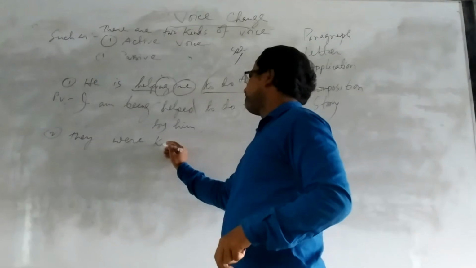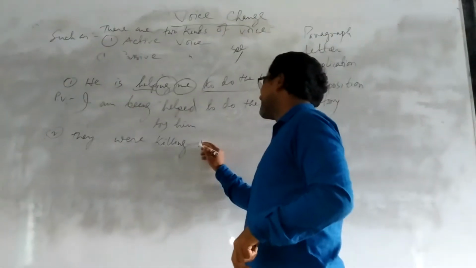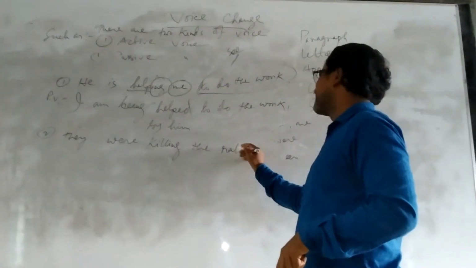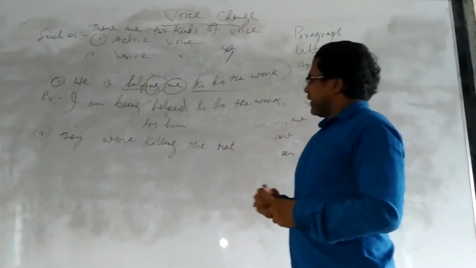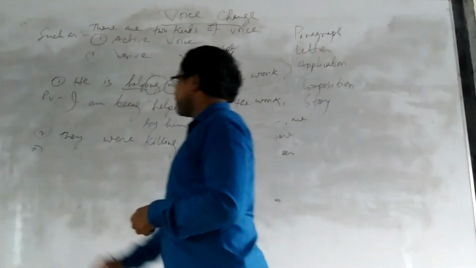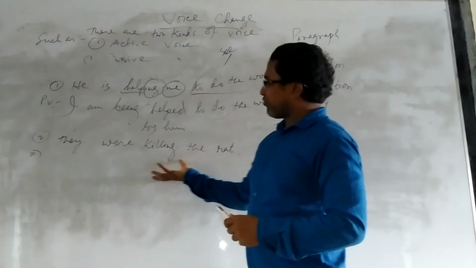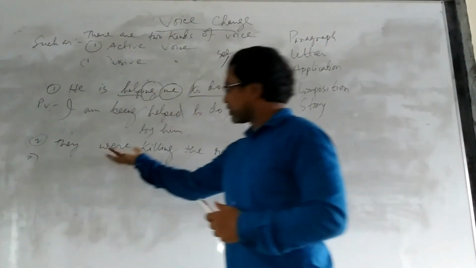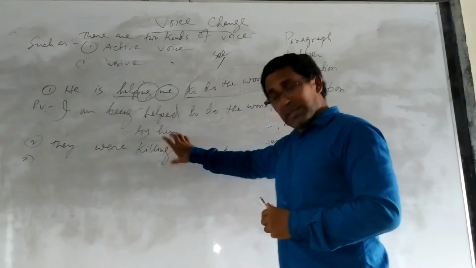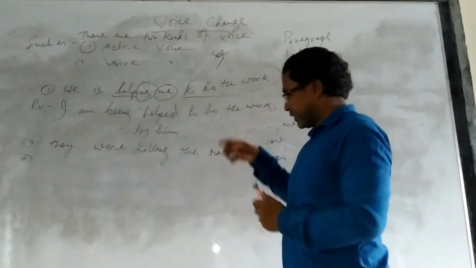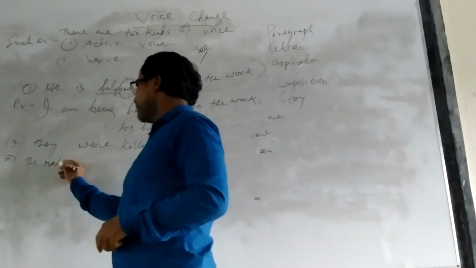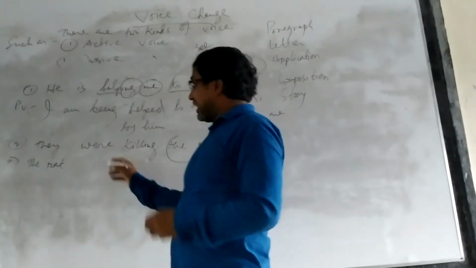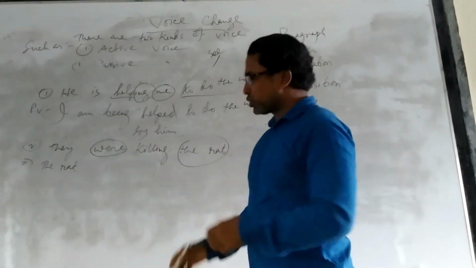They were killing the rat. That means what kind of tense it is? It is past continuous. Subject plus was, then continuous form of verb, then object. So the object here is rat. Rat will be subject. Very good. They, for them, we have used here were.